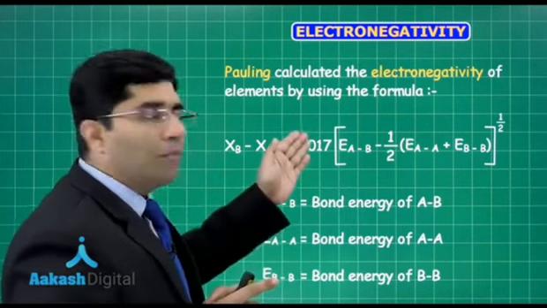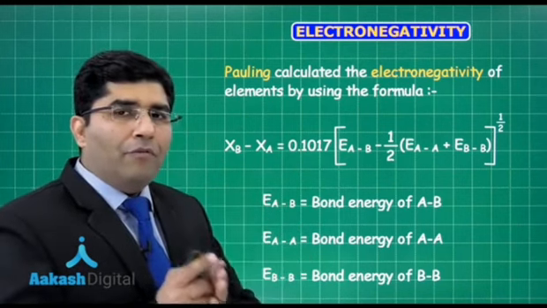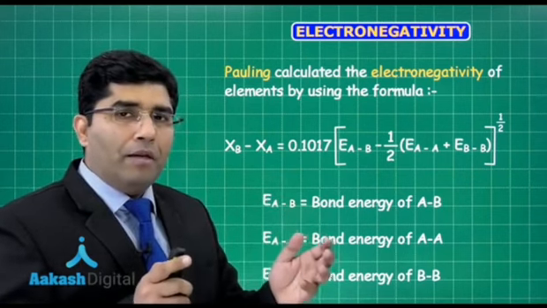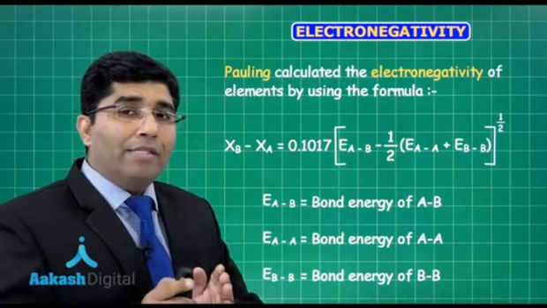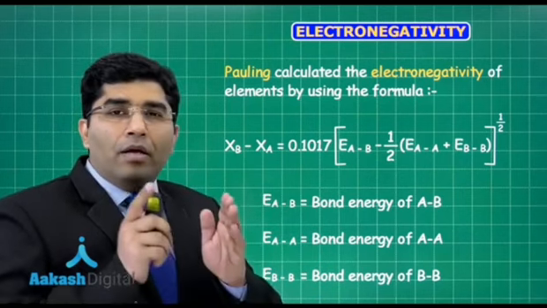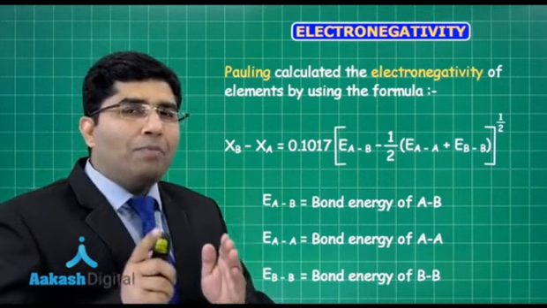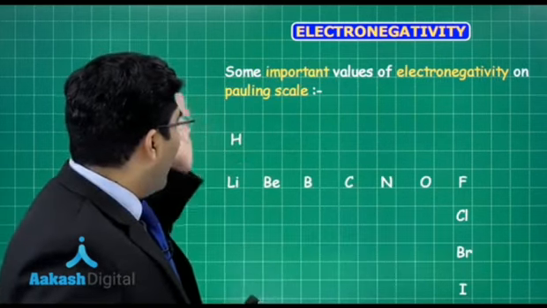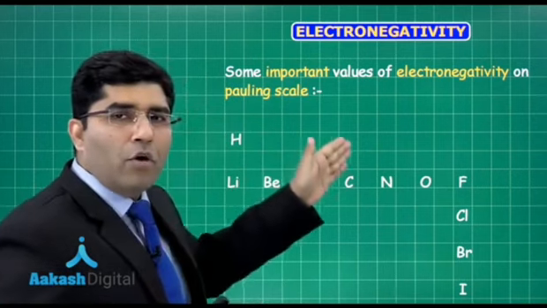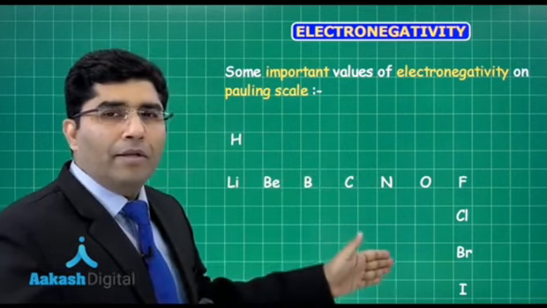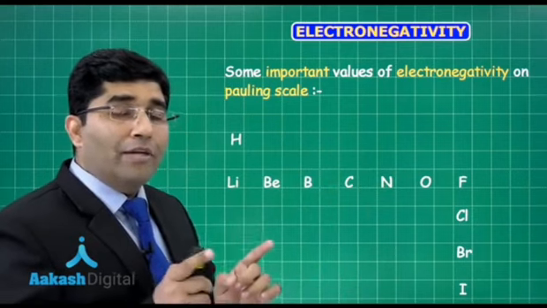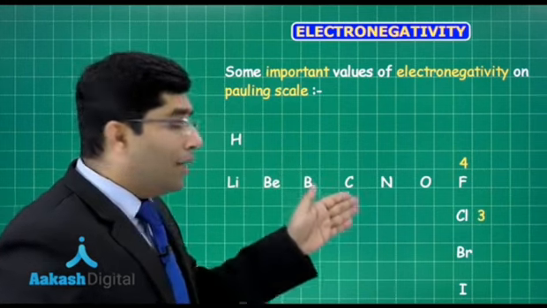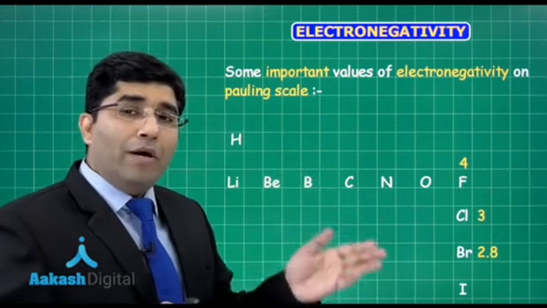So he applied the formula and he found electronegativities of the elements which are present in the modern periodic table, and some electronegativity values are there. Examiner will expect you to know, and the elements are these: hydrogen, lithium, beryllium, boron, carbon, nitrogen, oxygen, fluorine, chlorine, bromine, iodine. Now we all know electronegativity of fluorine is the maximum, that is 4. Then chlorine it is 3, bromine it is 2.8 and iodine is 2.5.